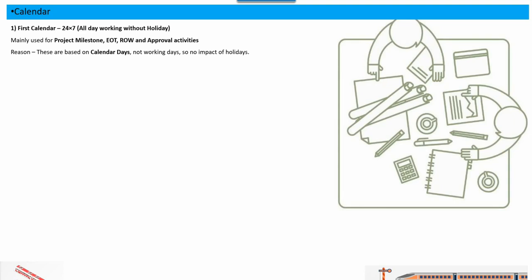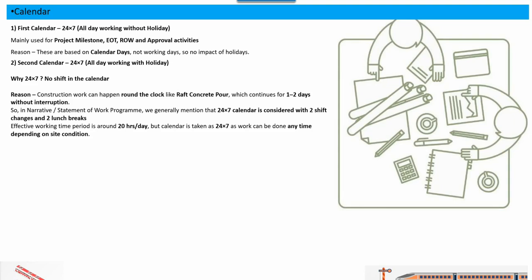Right of way does not consider any holidays when we create it, because it totally depends upon the duration time frame. The reason is that this is based on calendar days, not on working days. So there is no impact of holidays. That's why we always create a 24 into 7 calendar whenever we create our project. So this calendar should be there in your project, and I will tell you why.